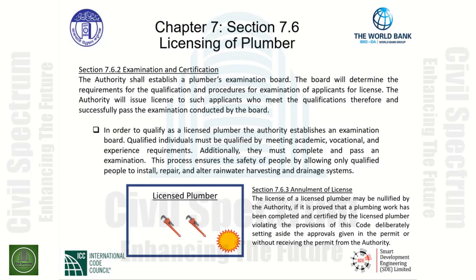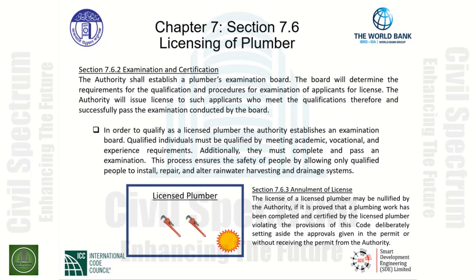In order to qualify as a licensed plumber, the authority establishes an examination board. The individuals must be qualified by meeting academic, vocational, and experience requirements as set forth by the examination board. Additionally, they must complete and pass an examination. This process ensures the safety of people by allowing only qualified people to install, repair, and alter rainwater harvesting and drainage systems.